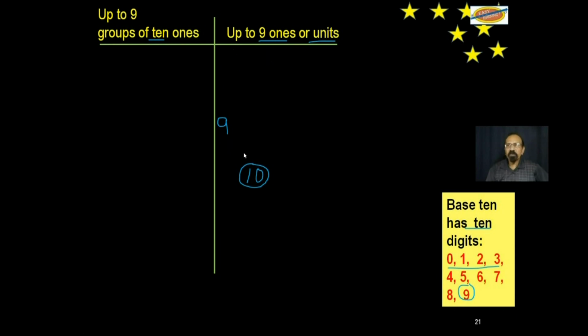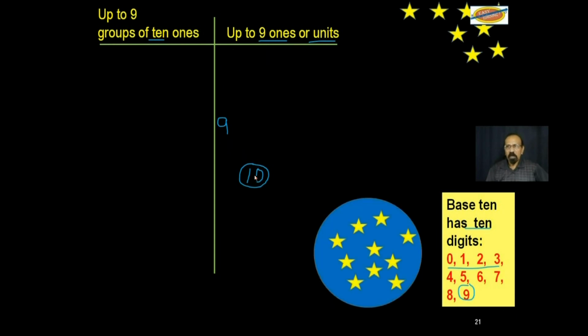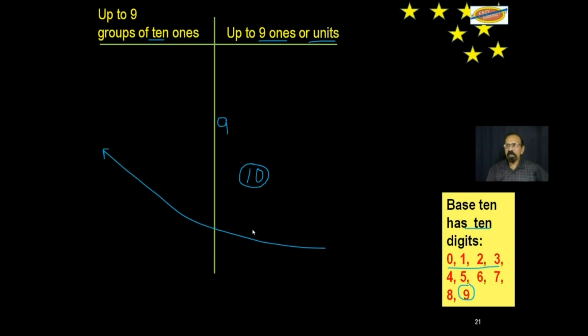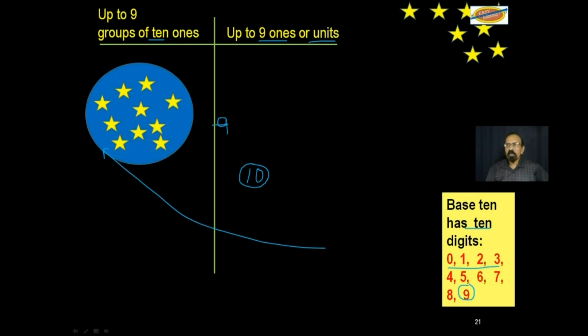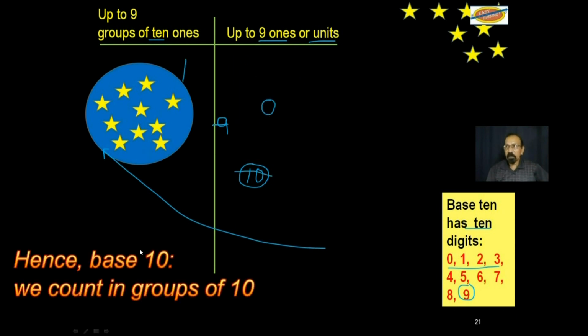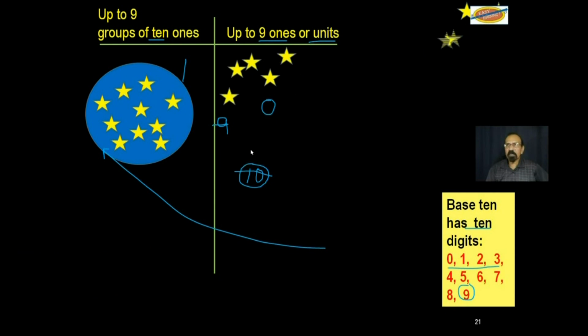So what you would have to do is group those 10 stars into one group and then move them over on this side. So at this point, you now have 0 stars in this column and one group of 10. If you add some more stars, that would be 1, 2, 3, 4, 5, 6, 7, 8 more. So at this point, we have that one group of 10 and we have 8 single stars, units. And so we say we have 18 stars.